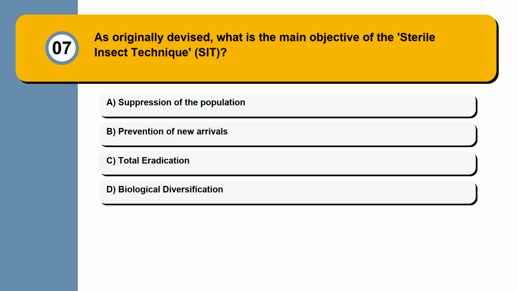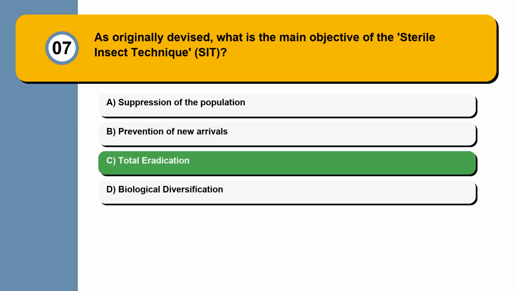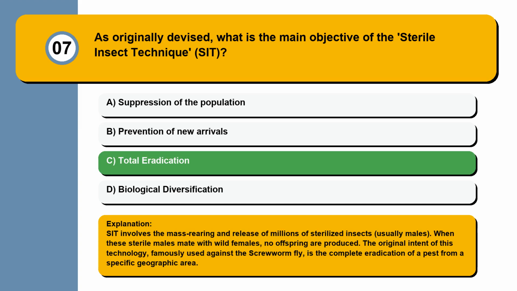Question 7. As originally devised, what is the main objective of the sterile insect technique, SIT? Suppression of the population, prevention of new arrivals, total eradication, biological diversification. SIT involves the mass rearing and release of millions of sterilized insects, usually males. When these sterile males mate with wild females, no offspring are produced. The original intent of this technology, famously used against the screwworm fly, is the complete eradication of a pest from a specific geographic area.